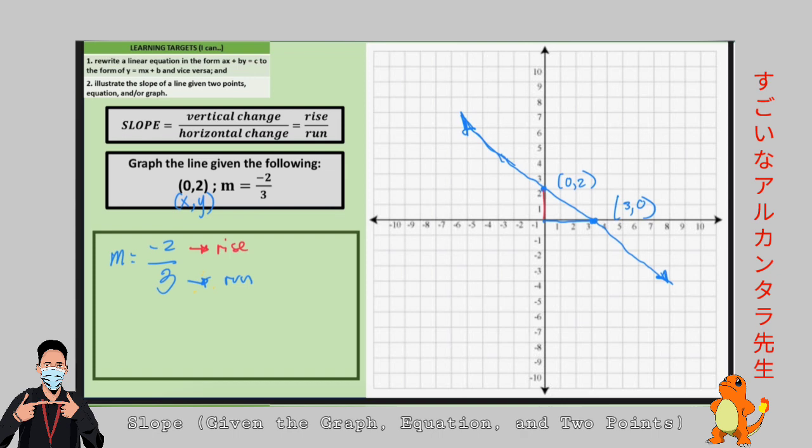Again, we start by plotting the point 0, 2, and then from there, use the rise over run. And as you can notice, there might be a pattern already that you can notice here. But that's for the meantime. Later we will summarize it. So here you can already notice that the slope is negative because of the sign of the numerator. So slope is negative, thus this is decreasing. Okay, so that's how it works. Let's now proceed to the next example.